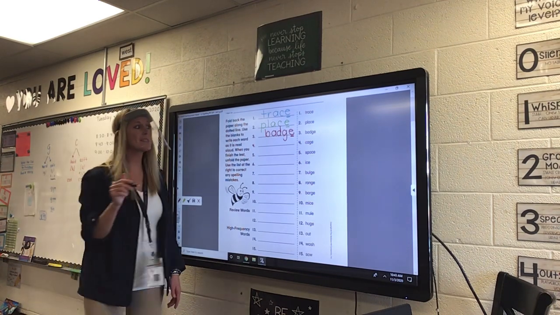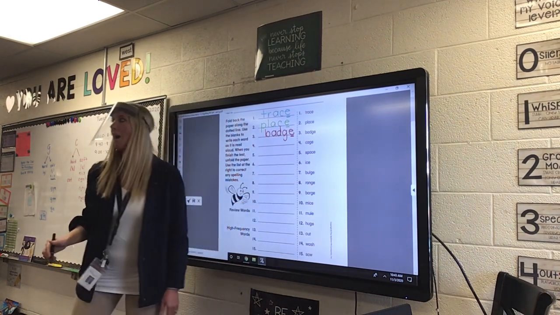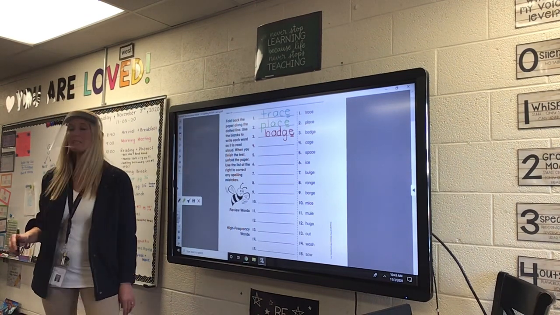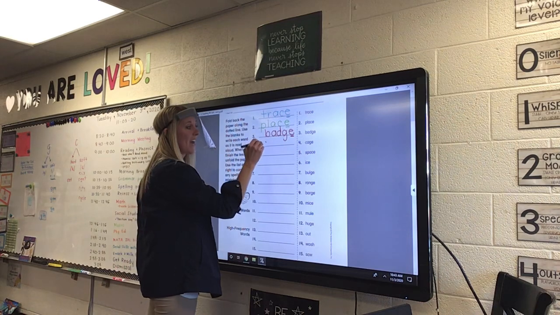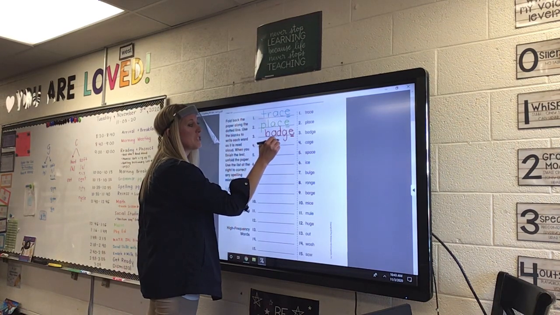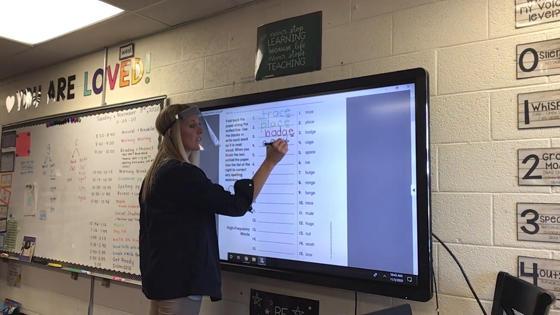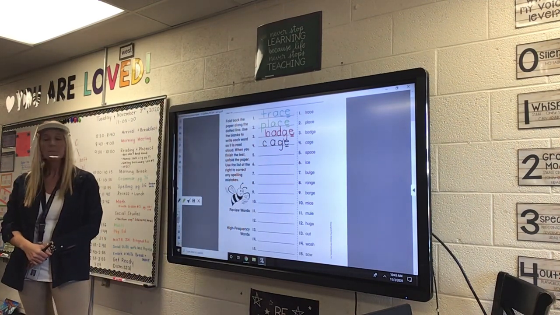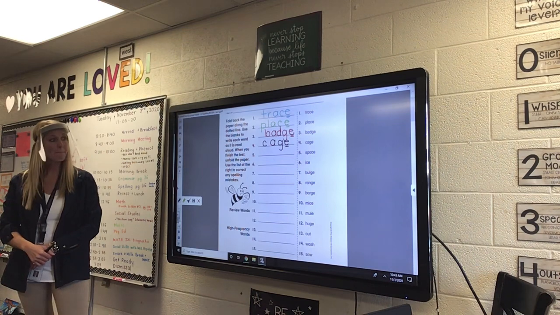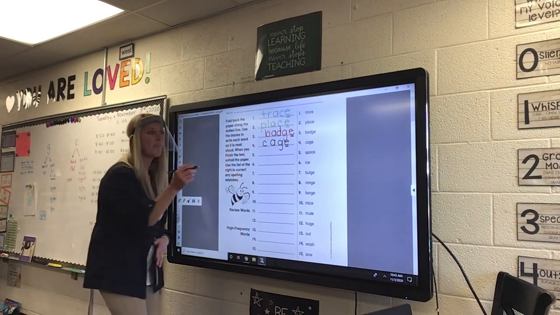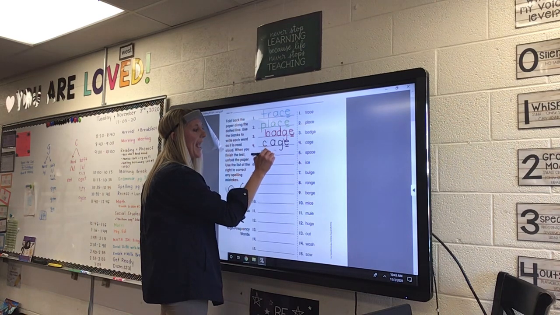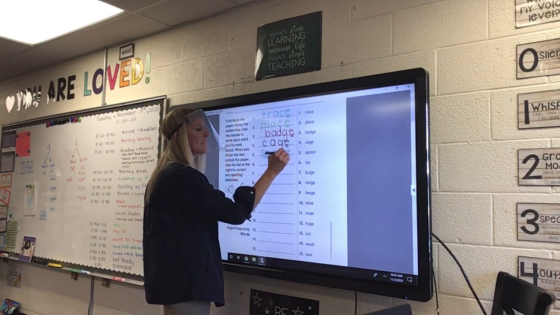Okay, number 4. Cage. That C is making the K sound, but the G is making the J sound because there's an E behind it. Cage. There's an E. You put the C because it sounds like a K. Okay, number 5. Space. I have a blend. Remember, put a C. Do not put an S because there's an E behind it.